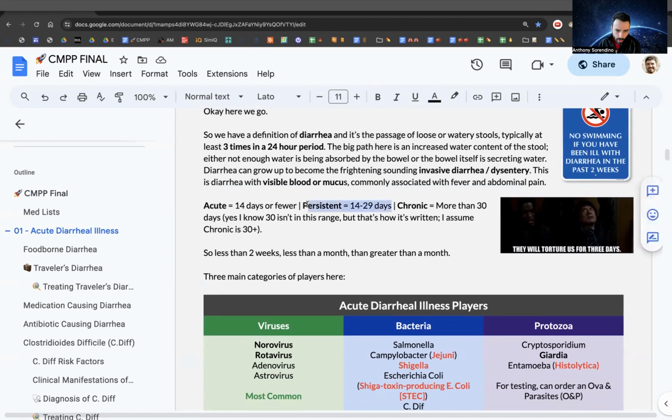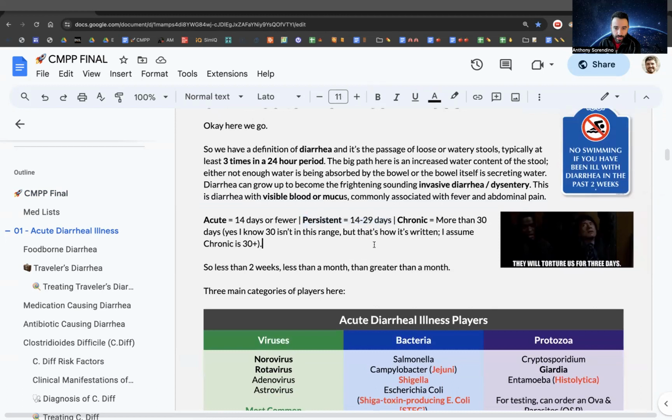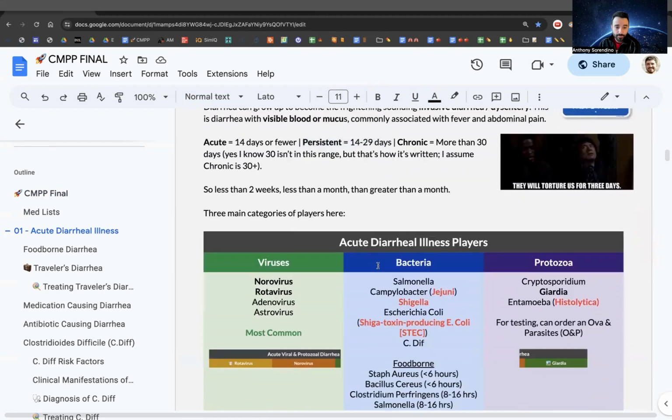Some other classifications here. You just want to memorize persistent diarrhea is between 2 weeks and a month. So just under a month. So 14 days to 29 days is persistent. Anything shorter than that, it's just acute. Anything longer than that, so longer than a month, is going to be chronic.